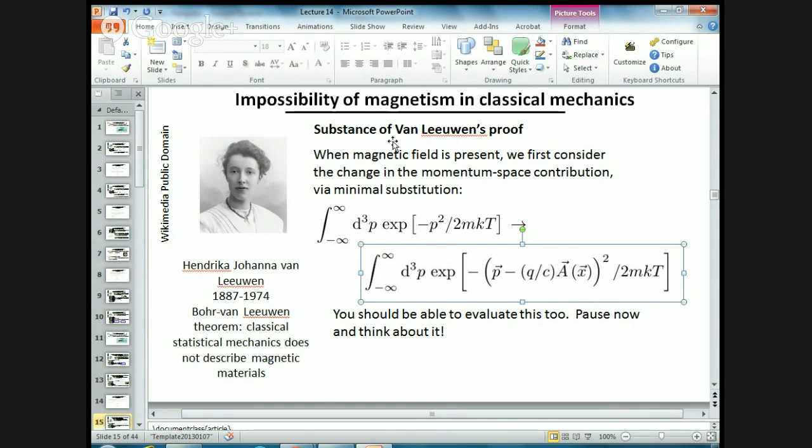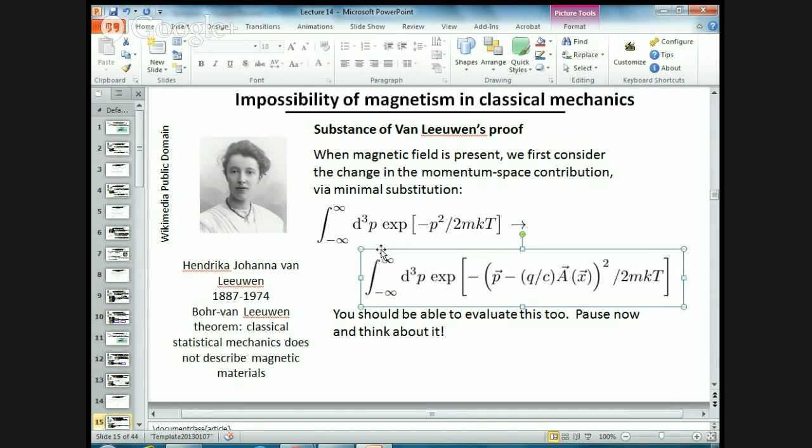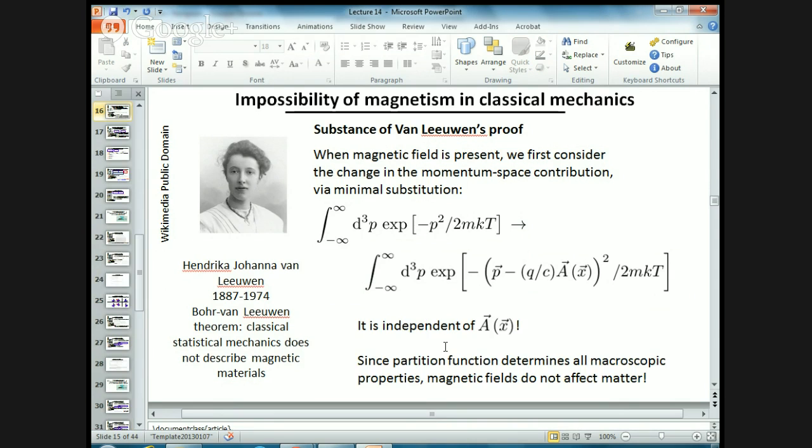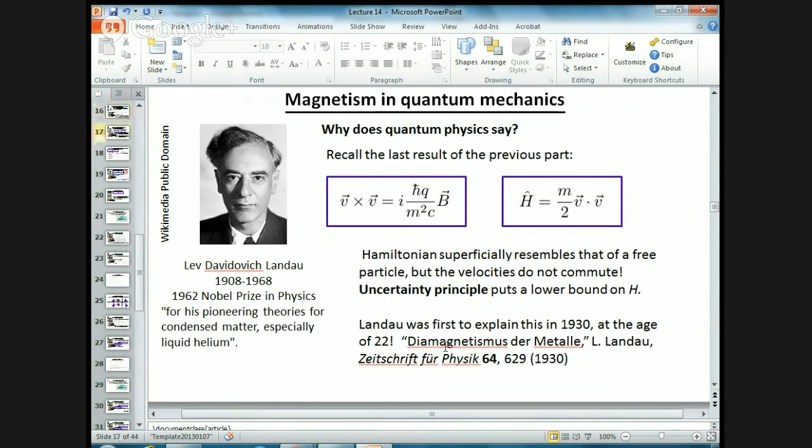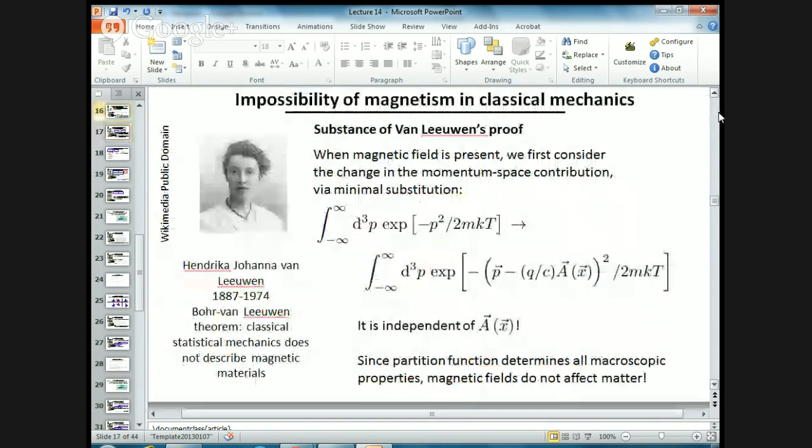So there's a rich literature from the time, about 100 years ago, of people trying to pick apart van Leeuwen's theorem and find the loophole. Take it from me, there ain't one. Magnetism is purely a quantum effect, as we'll now see. Okay, why does quantum mechanics make a difference?